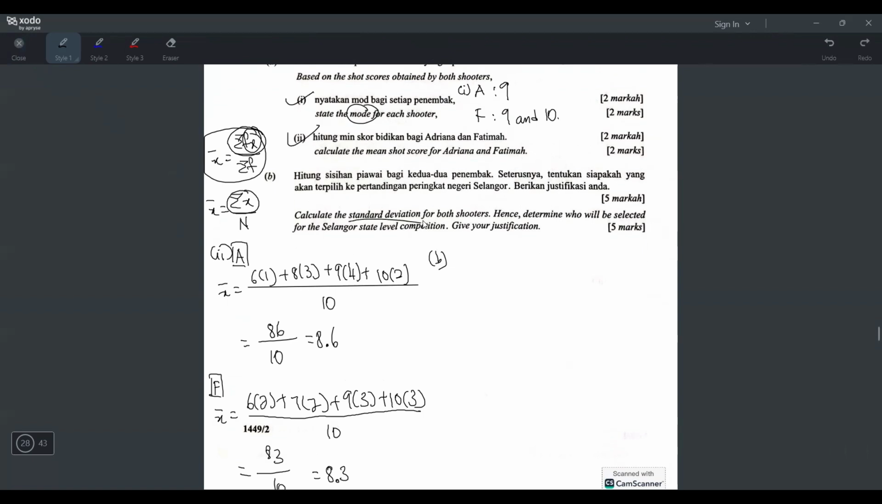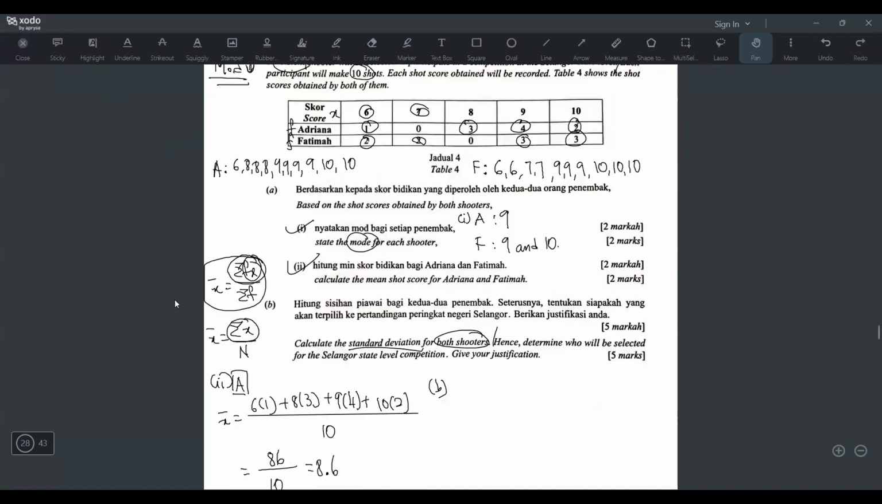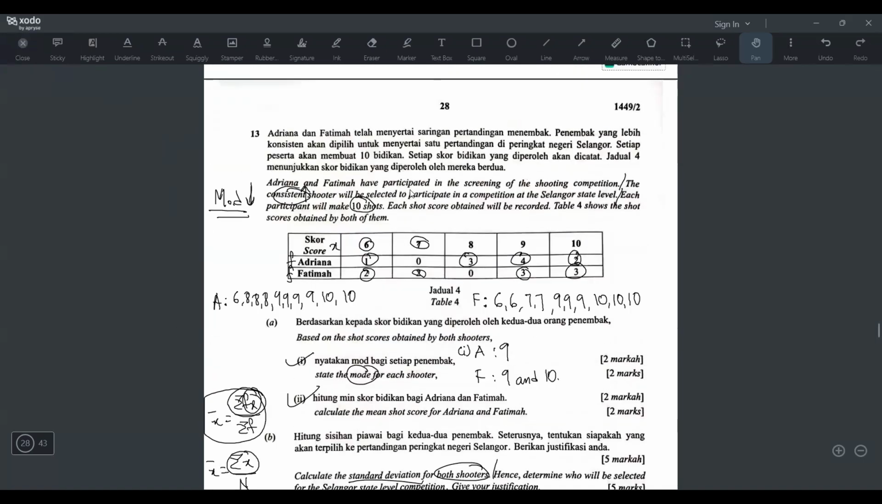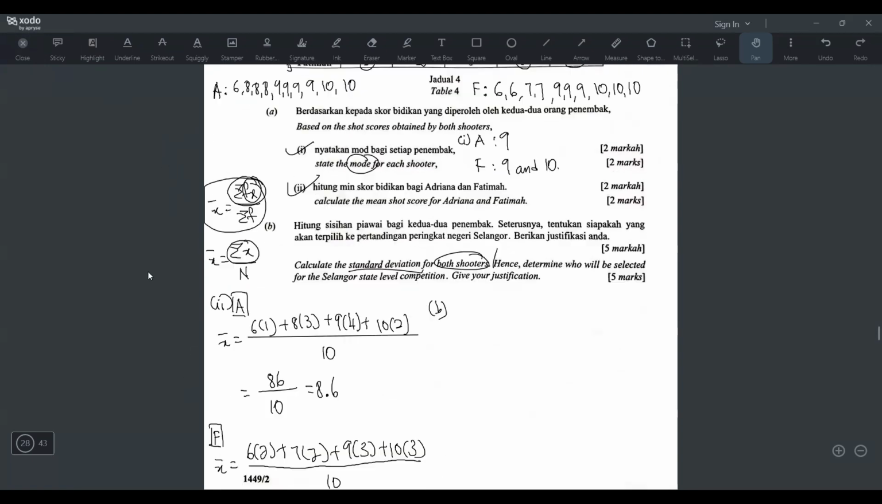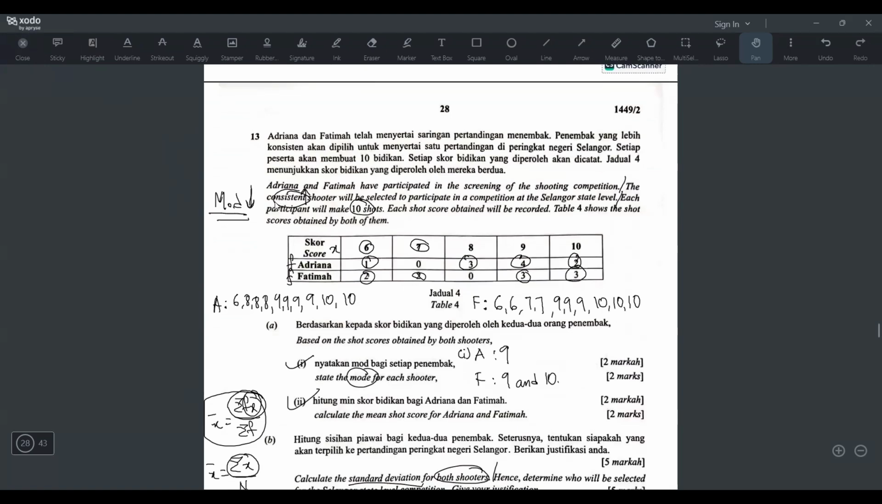Okay, B, calculate the standard deviation for both shooters. Hence, determine who will be selected for the Selangor state level competition. Give your justification. Okay, I remember above it says the more consistent shooter will be selected to participate in the competition. So now they say determine who will get selected. So of course you will choose the one that is more consistent, right?